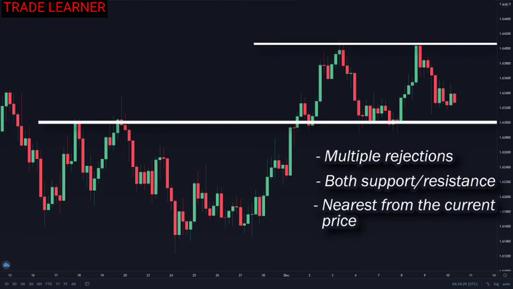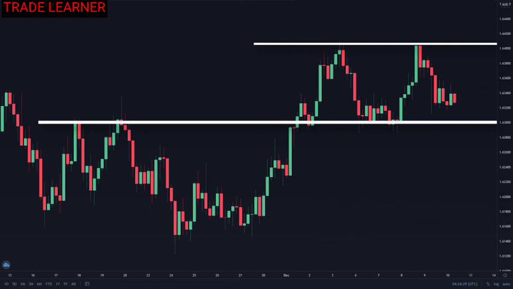So this is why I didn't accommodate this level down here. Even though this level fits the criteria of being a support, it's still too far away from the current price. Therefore, there's really no point of drawing it. So this is how I would draw a support and resistance for this pair.